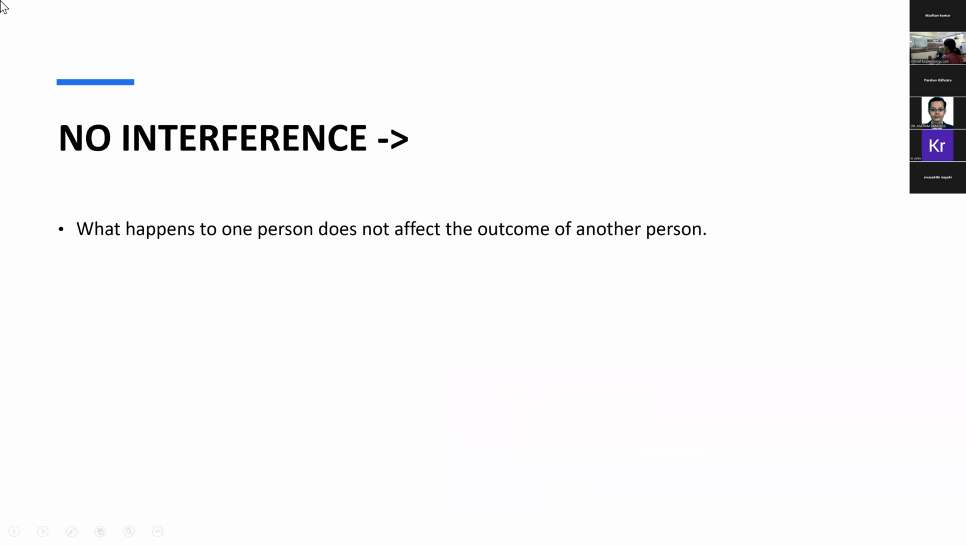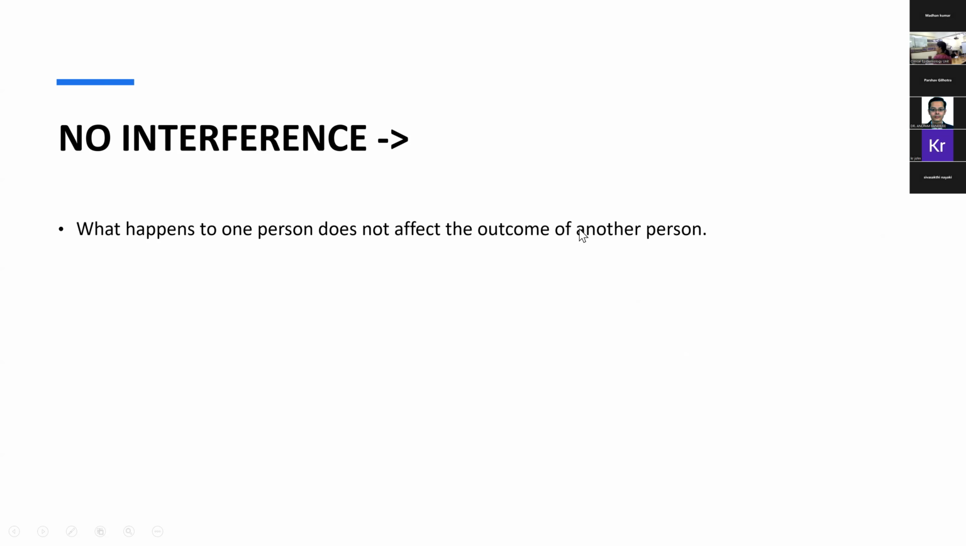And no interference means what one person is experiencing has no effect on the outcome that another person will experience. For example, if I am doing a vaccine trial for corona and I give person A the COVID-19 vaccine and then his roommates are person B and C, person B and C have less chance of getting COVID after that. So that is interference. But for a blood pressure lowering drug, if person A's blood pressure is lower, it doesn't mean that if I give a blood pressure lowering drug to person B, then his blood pressure will also be lowered.